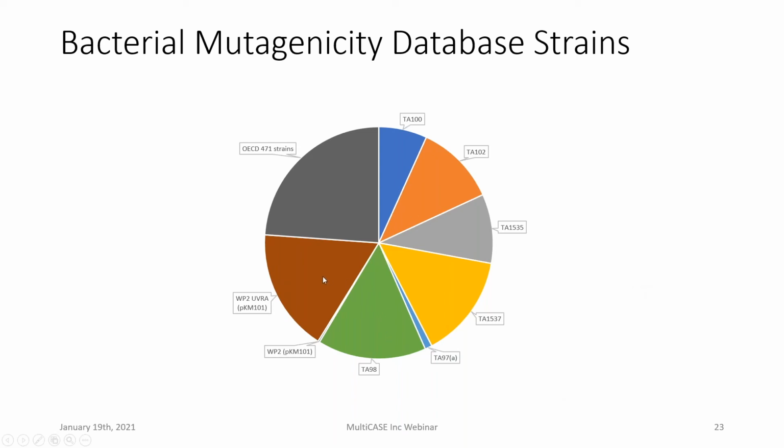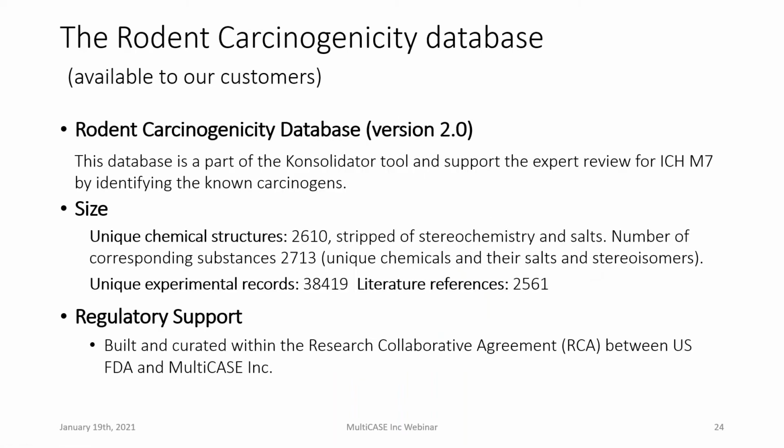As you can see, we have almost equal shares of the important strains, TA100, 1535, 1537, 98. We have a pretty good amount of E. coli data, and we still have an amount of work to do. So OECD 471 strain means we know that these strains follow the guidance. We don't know exactly which strains were used. We need to go after the original publications and find it out.